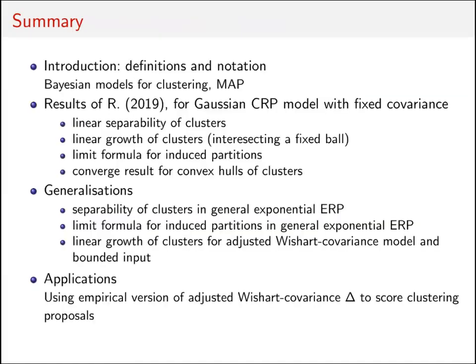To sum it up, in this presentation I presented the results of this Bayesian analysis paper, where we showed linear separability of clusters in the Bayesian mixture model, and some results about how the MAP behaves in the limit. We showed what we are able to generalize in terms of more general models, and very briefly discussed some possible applications of a byproduct of this analysis.